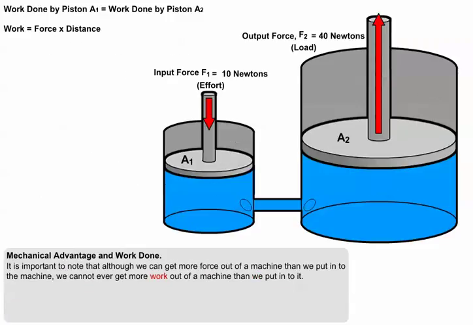However, there is one principle involved here that it is very important for you to understand. Though it is possible to get more force out of a machine than the force we put into the machine, we cannot ever get more work out of a machine than we put into it. So even though piston A2 pushes upwards with a greater force than that applied to piston A1, this greater force can still only do the same amount of work as the work done by the force applied at piston A1. Now, work done, as you may remember, is equal to the size of a force times the distance through which the force moves.